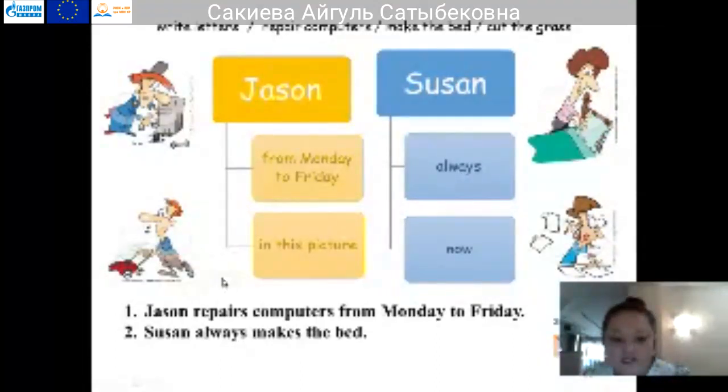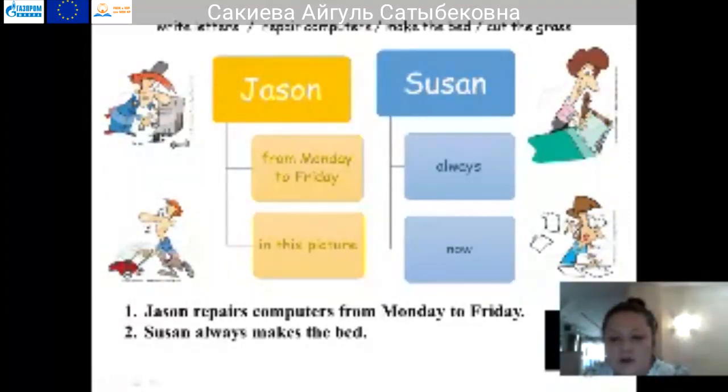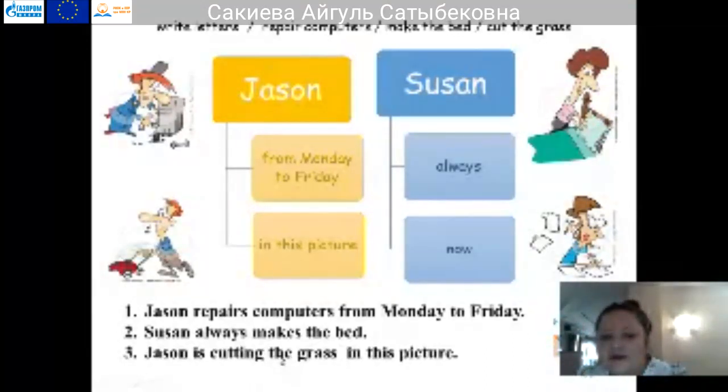Okay, and what about Jason in this picture? What is he doing in this picture? What is Jason doing in this picture? What is Jason doing in this picture, guys? Jason is gardening right now, yes? But I think he's working in the garden, but he is cutting the grass in the picture, yes. Look at this, it's a cutting machine, yes?